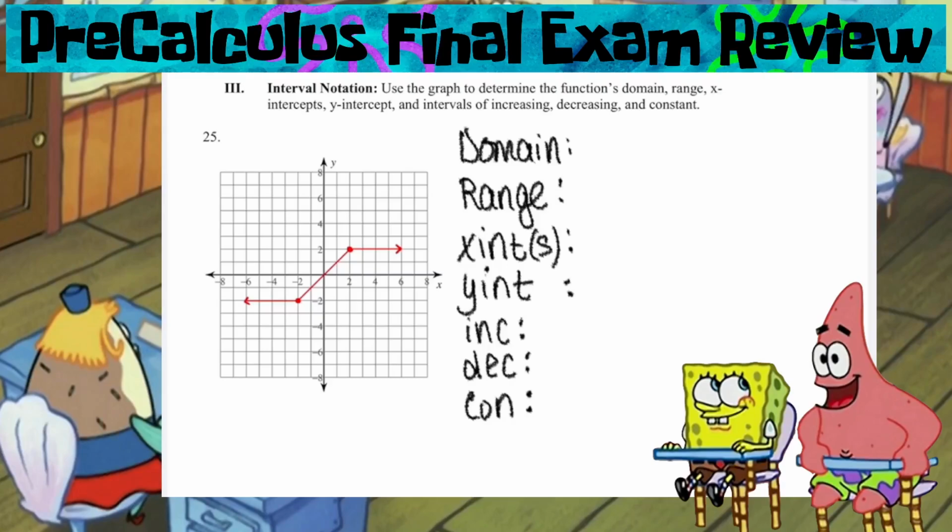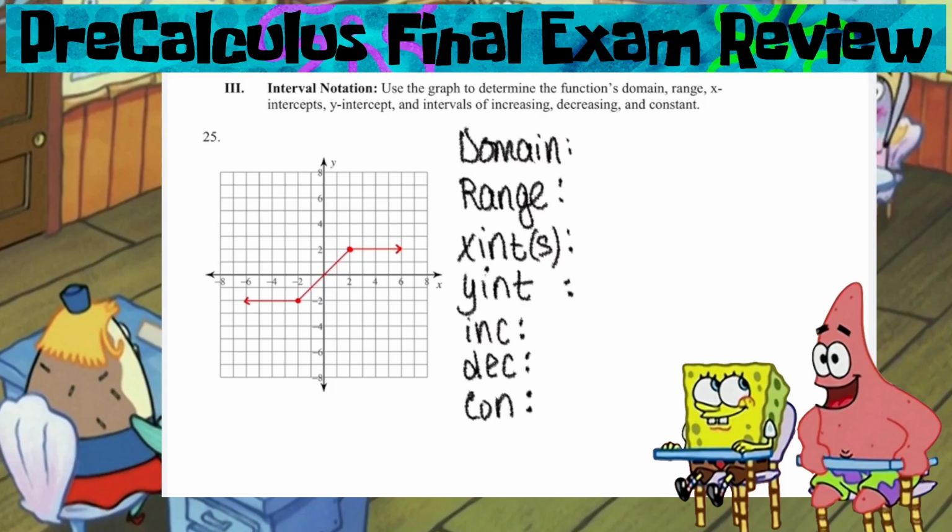Hey everybody, in this video we are looking at some interval notation and some ordered pairs. They are different. They both use parentheses, but they are in fact different. You have to use context clues, please and thank you. We are going to use the graph to determine the function's domain, range, x-intercepts, y-intercepts, and intervals where that function is increasing, decreasing, and or constant.